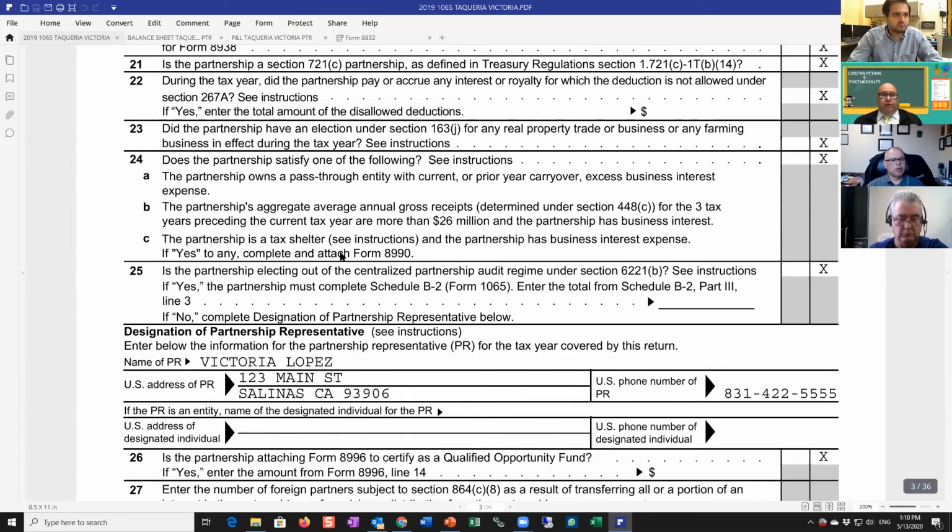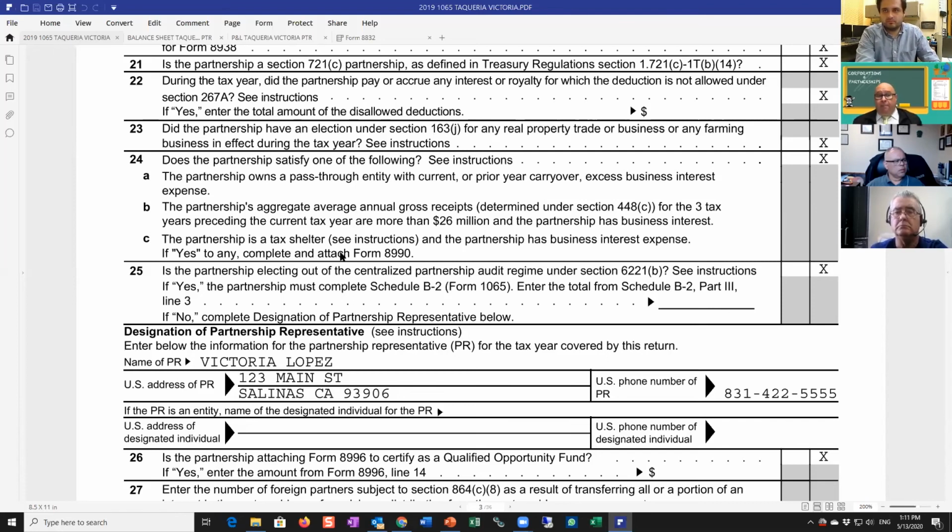Question 24 is very important. Does the partnership satisfy one of the following? This is actually a fairly new question. It wasn't there until a few years back. And if you satisfy any one of these, you have to say yes. Number one, do you have any pass-through entity with current or prior year excess business interest expense? Again, that one usually is not going to apply to any of your clients.